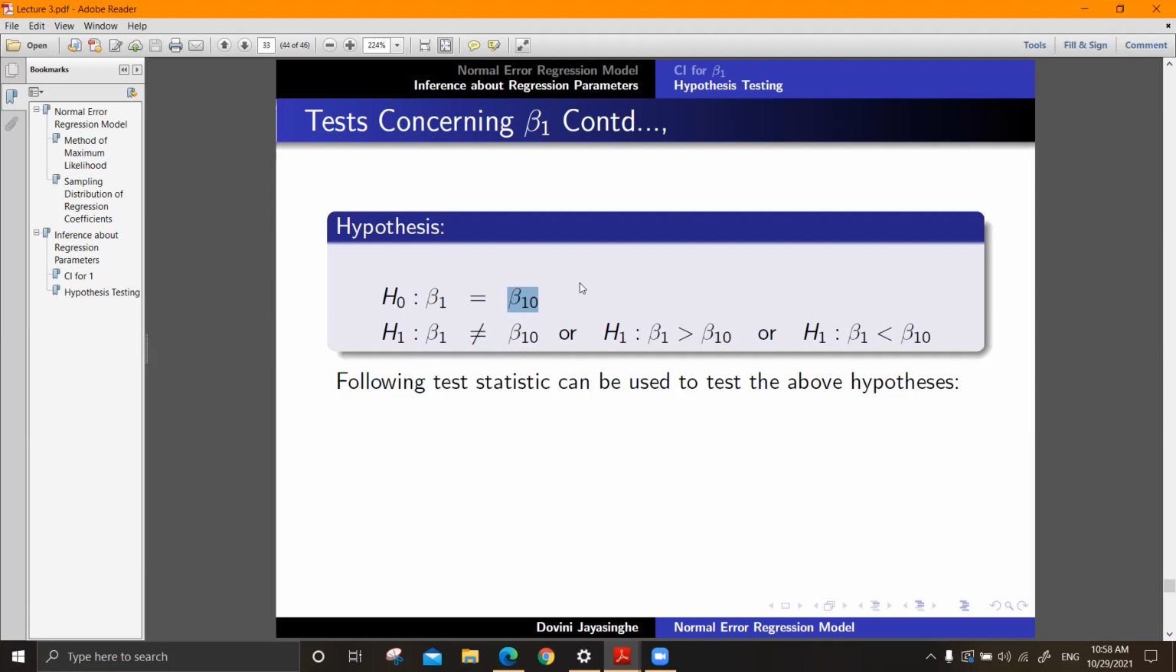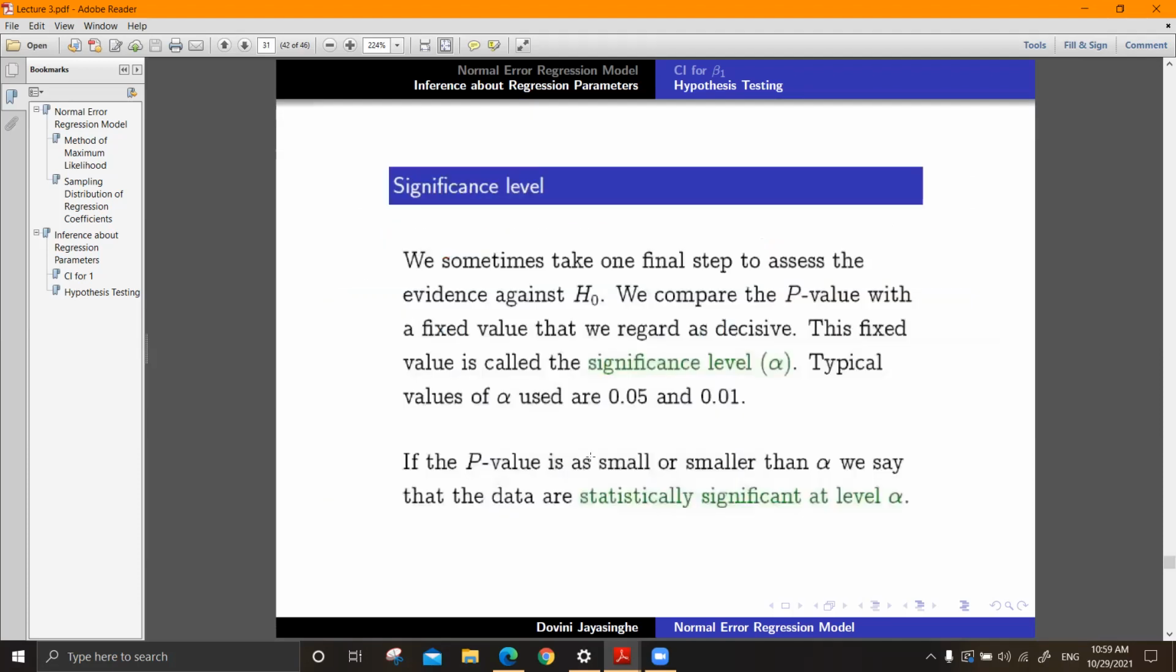We reject H0 means what? Beta 1 is not 0. That means the model is significant. In case we had to accept H0, that means our slope parameter is 0. That means there's no model, right? There's no significance in the model. X and Y are not related in that case. The relationship is very weak, as weak as 0, right? That is what it says.